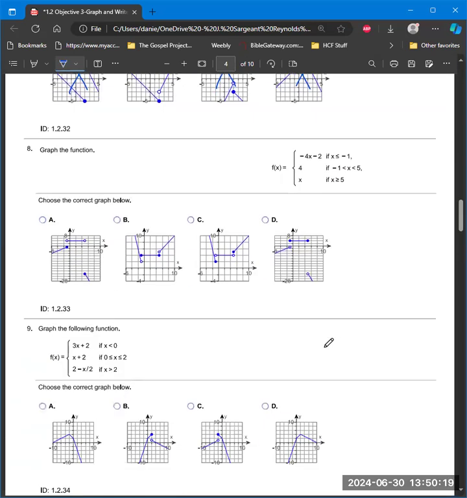All right, now this one is in 3 pieces. So let's look at these 2 pieces that are easier. Between -1 and 5, not included, we have a y value of 4, and it's going to have a jump over here on the right. So that's got to be A or C. For greater than or equal to 5, it's going to be on the line y equals x, which has a positive slope. That means that it has to be C.